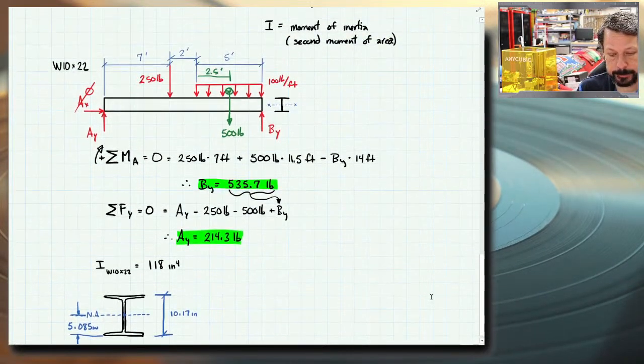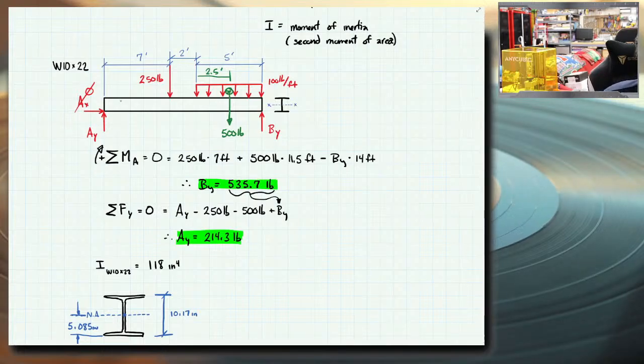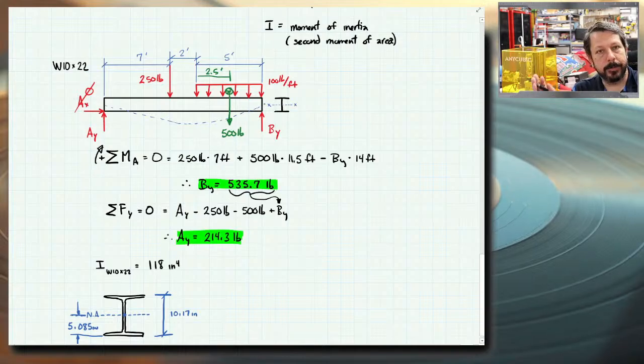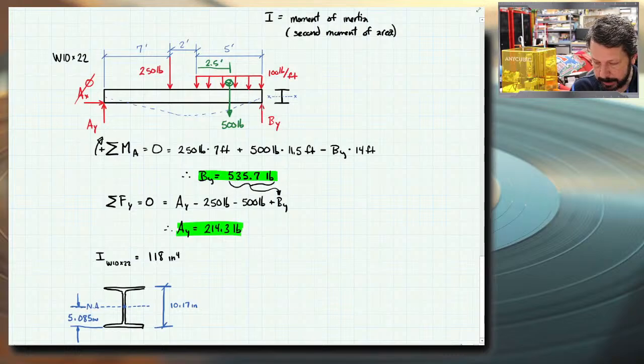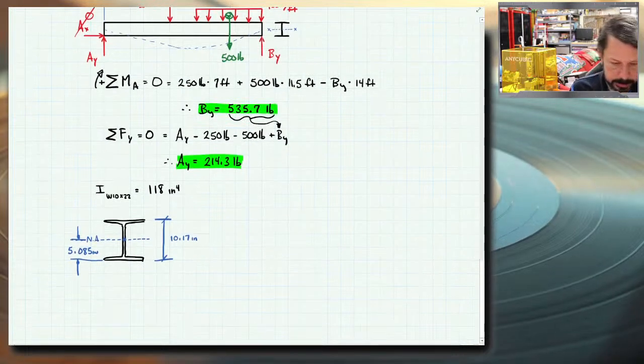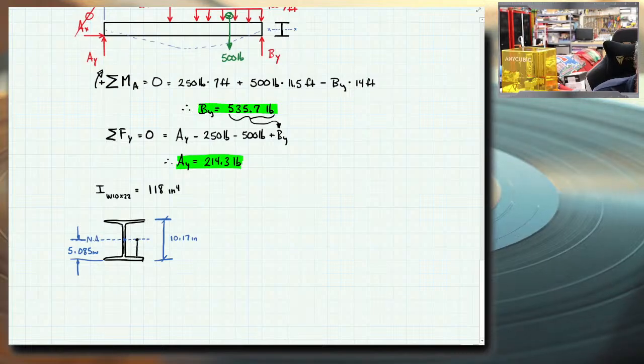If we look at this beam, we don't know exactly what it's going to look like, but we do know it's going to bend down somehow. And so the bottom's going to be in tension, and we want to calculate that tensile stress. So in that case, I would take this diagram, measure from the neutral axis down to the bottom of the beam, and that's Y that's going to go in this equation.